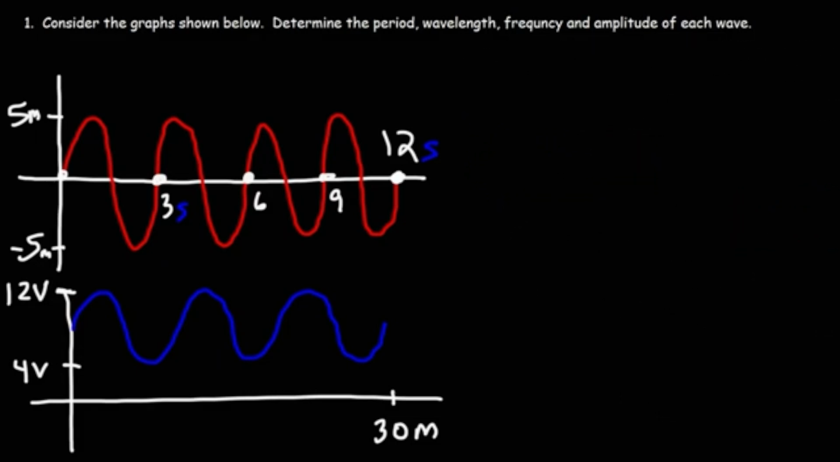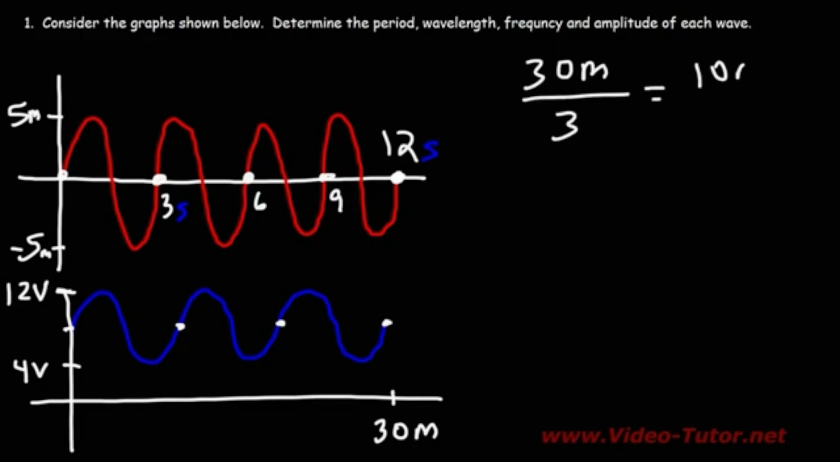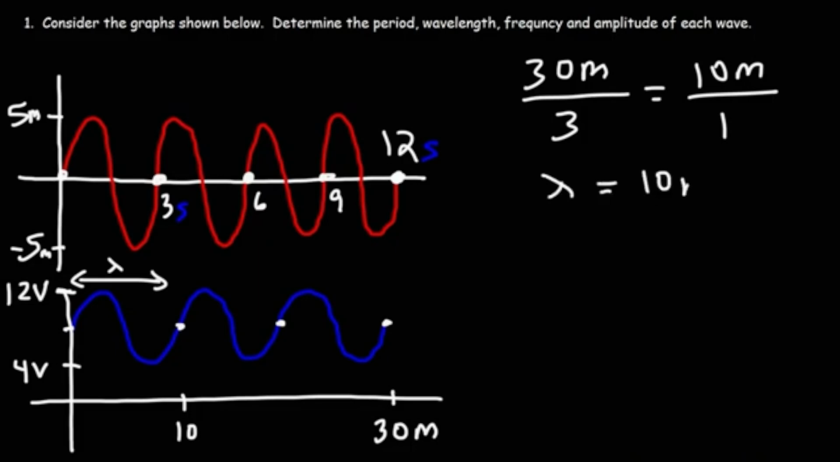Now for the second wave, the blue wave, notice that we have meters on the x-axis. That's going to help us find the wavelength. Now we don't have time or seconds on the x-axis, so we can't find the period or frequency for the blue wave, but we can find the wavelength. So this is 1 cycle, 2 cycles, 3 cycles. So 30 meters divided by 3 cycles, that means we have 10 meters per cycle. And that's the wavelength, the distance between cycles. So the wavelength in this example is 10 meters.